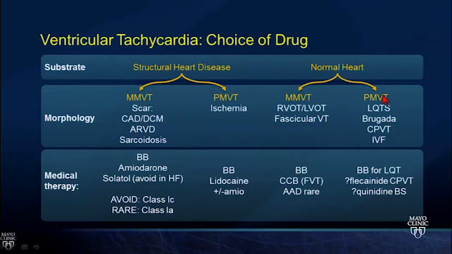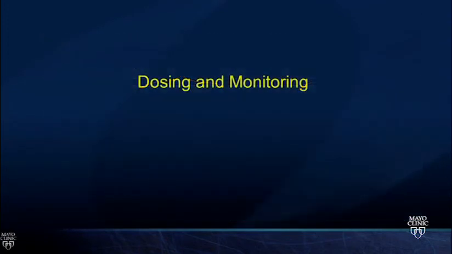So polymorphic VT, these are the genetic syndromes that Mike Ackerman has talked about: long QT, Brugada, CPVT. Depending on the underlying genetic abnormality, beta blockers for long QT, flecainide to stabilize those calcium sparks for somebody with CPVT, and for Brugada syndrome, you can consider quinidine. Quinidine affects that potassium current, reducing that spike and dome appearance.